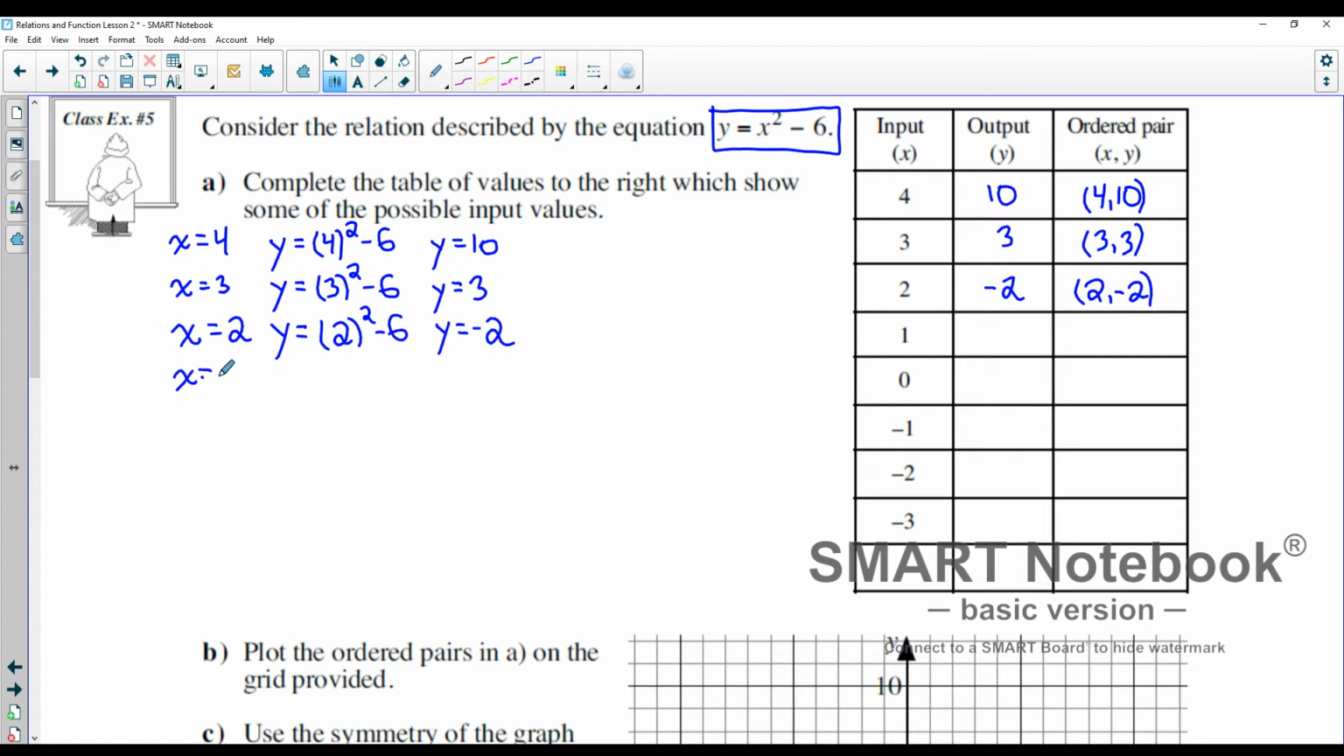Okay, so we have when x is 1, we'd have y is equal to 1 squared minus 6. 1 squared is 1 times 1, which is 1. 1 minus 6 is going to be negative 5. So I'd have 1, negative 5. And then I have x equals 0. So I'd have y is equal to 0 squared minus 6. So that'd just be 0 minus 6, which is going to be negative 6.